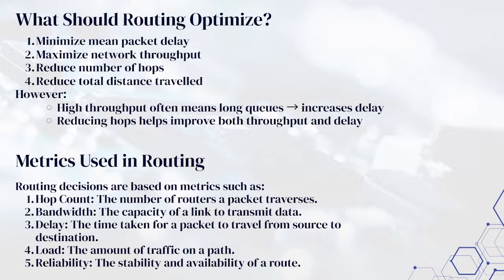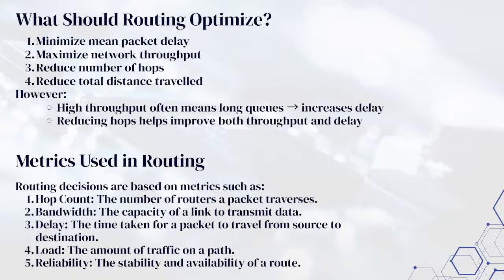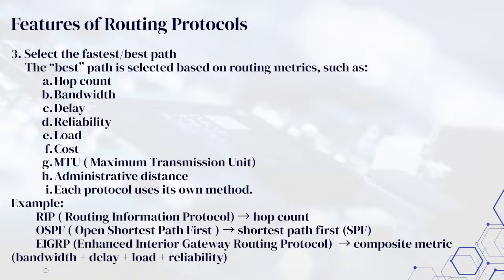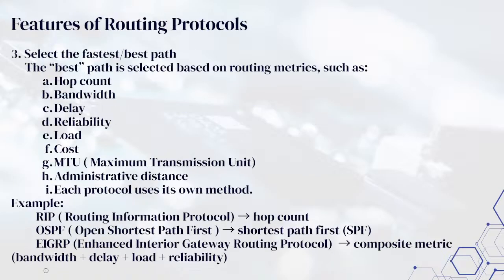However, high throughput often means long queues, which increases the delay, and reducing hops helps improve both throughput and delay. Okay, so we already said that it works with metrics also, right? It has some metrics to calculate the shortest path. So how is it giving importance, or what are the things?